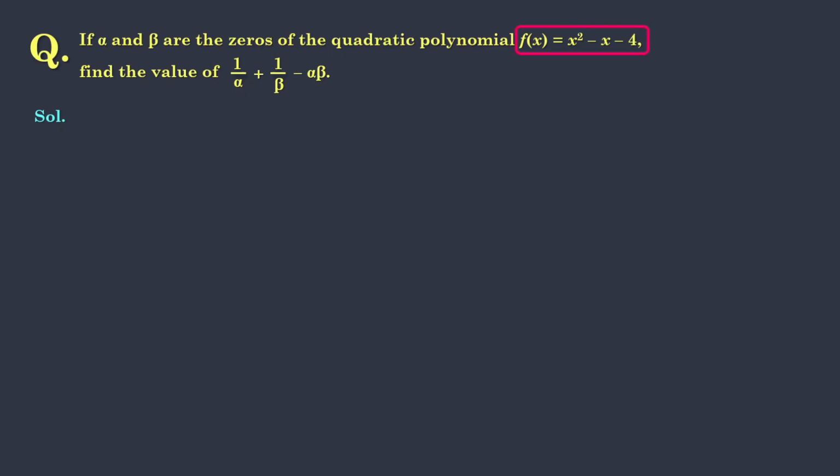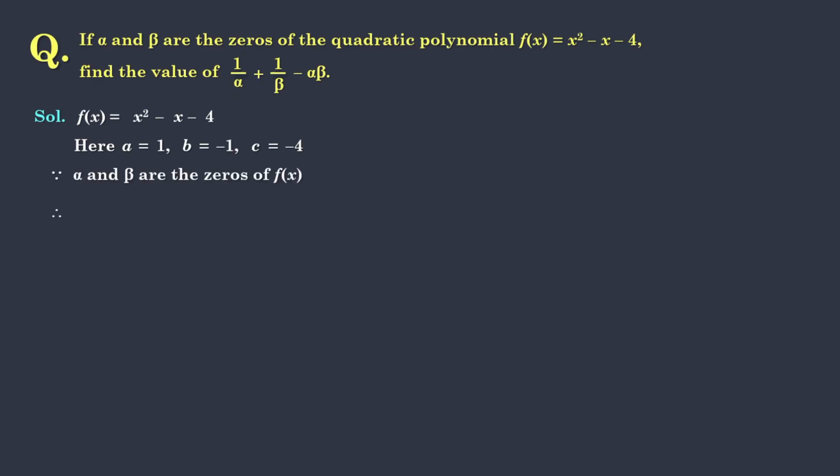The polynomial given is a quadratic expression where the coefficient of x squared is 1, the coefficient of x is -1, and the constant term is -4. From the standard relations between the zeros and coefficients of a quadratic polynomial, the sum of the zeros is equal to minus the coefficient of x divided by the coefficient of x squared. Therefore, the sum of alpha and beta becomes 1. The product of the zeros is equal to the constant term divided by the coefficient of x squared. Therefore, the product of alpha and beta becomes -4.